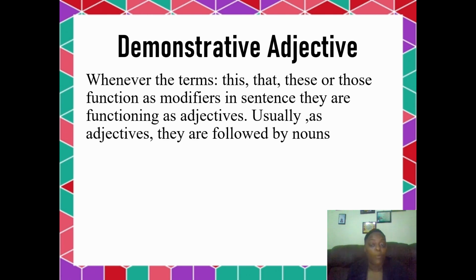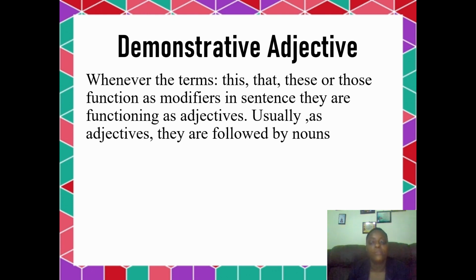So let's talk about the demonstrative adjective. Whenever these terms function as modifiers in sentences, they are functioning as adjectives. They usually function as attributive adjectives. The attributive adjective is written directly to the left of the word that it modifies. Usually, as adjectives, they are followed by nouns. So they would be giving attribute, pointing out, demonstrating the noun which follows them.